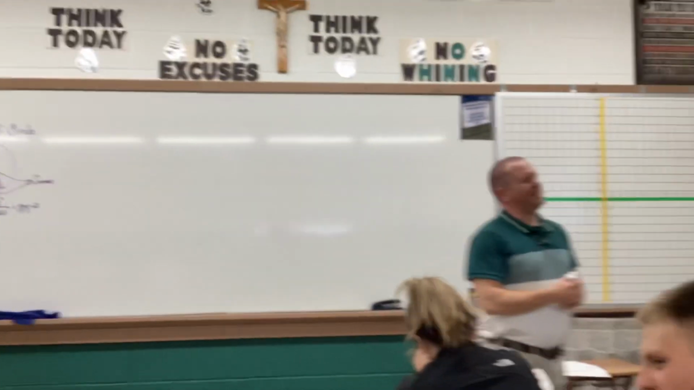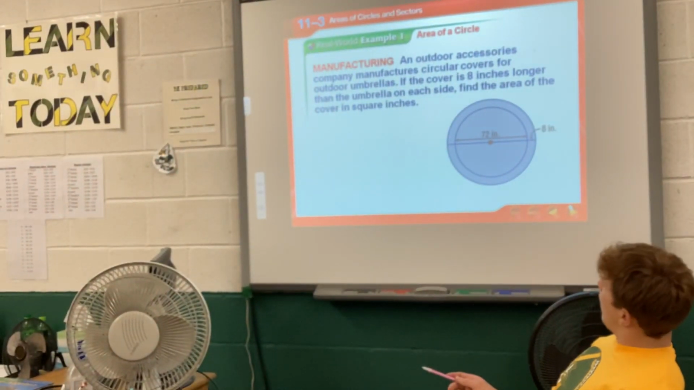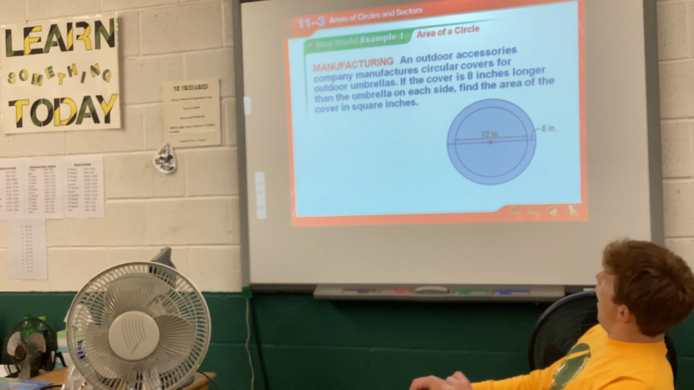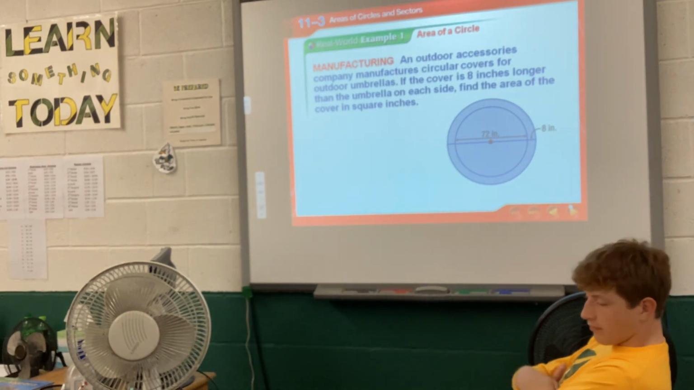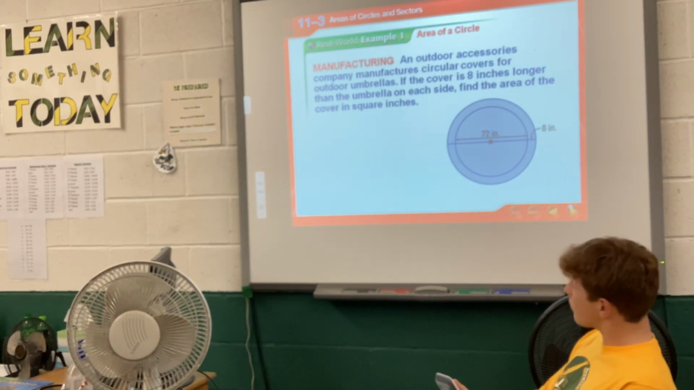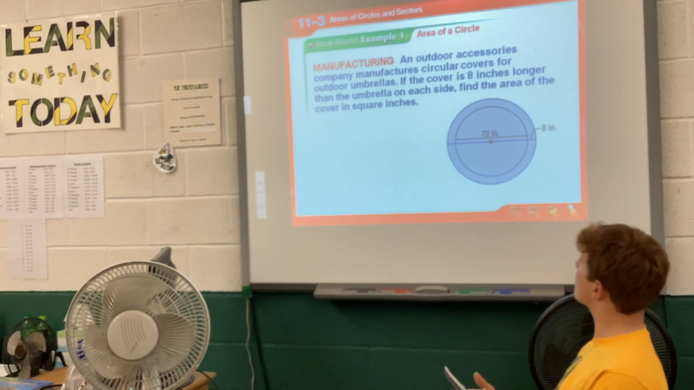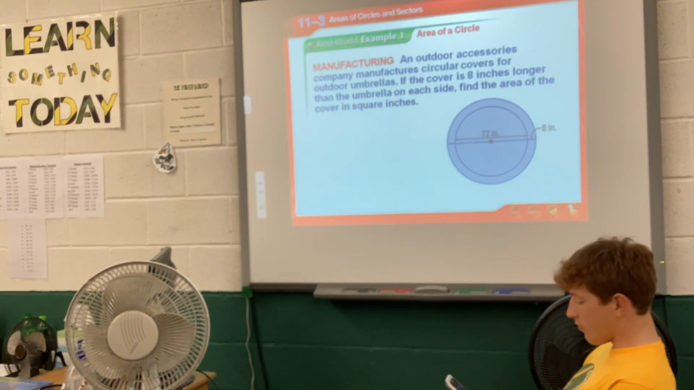So here's the first one. An outdoor accessories company manufactures circular covers for outdoor umbrellas. If the cover is 8 inches longer than the umbrella on each side, find the area of the cover in square inches. Remember, we're still talking about an area, so we're multiplying 2 radii together. That's why my answer is still squared, right? Whatever my label is. Okay, so what do I need to do in this one?